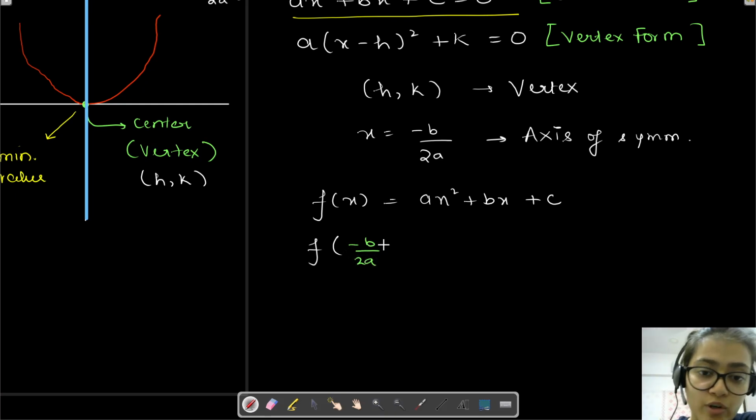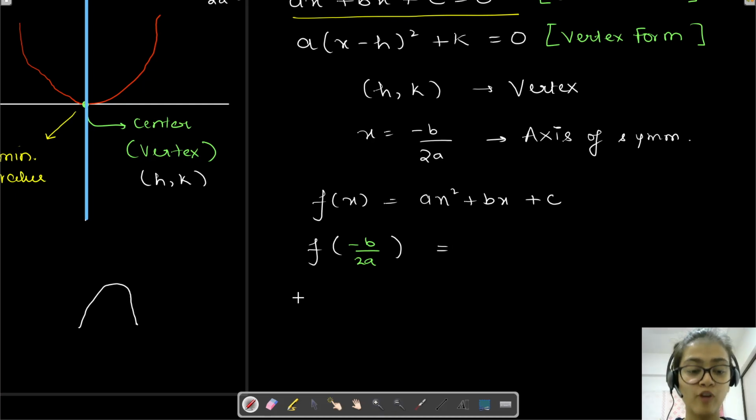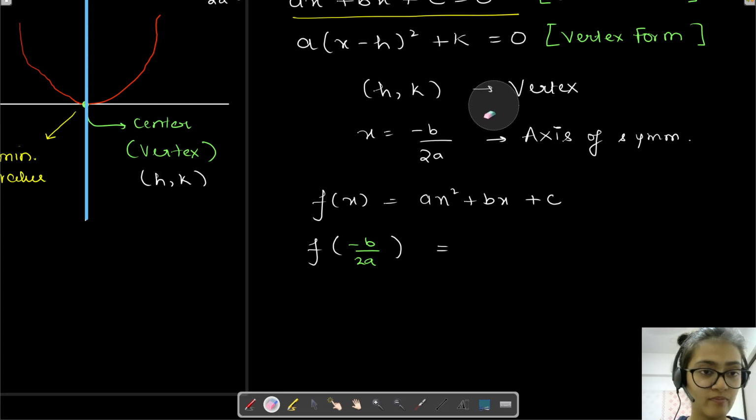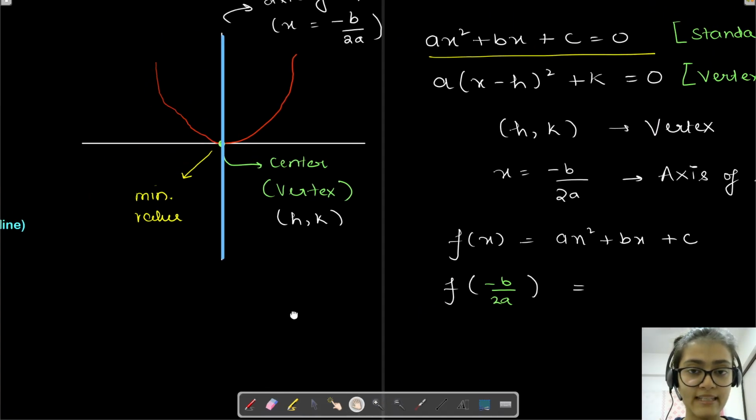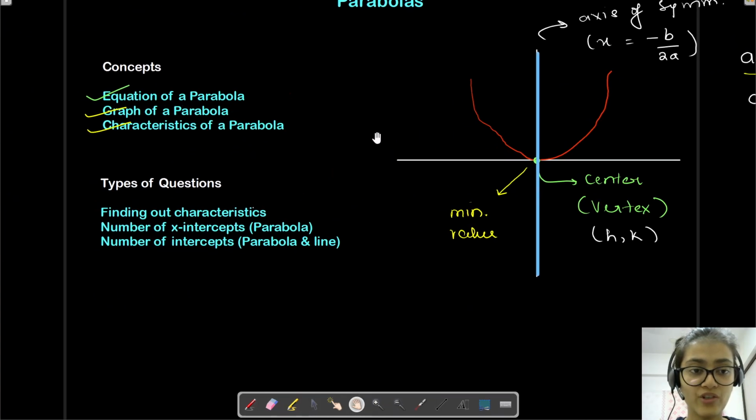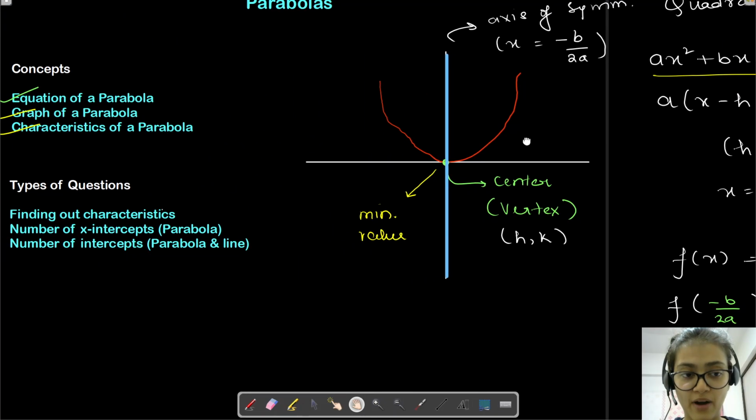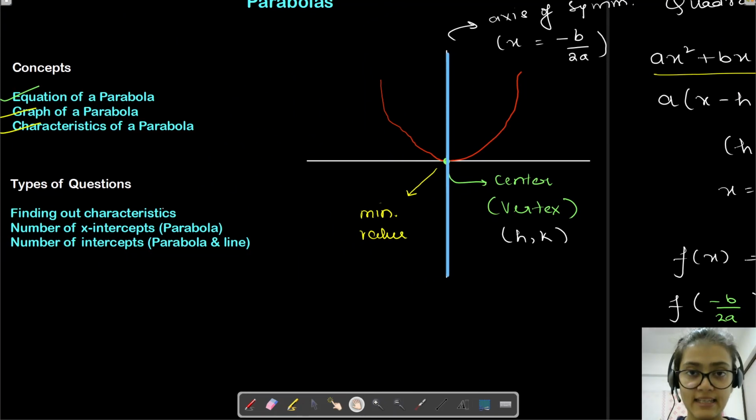Minus b over 2a, and then whatever you get will be your minimum or maximum value, in case you have an upward opening parabola like this. Alright, so that's it. Now let's get started with the questions. These are the three characteristics of parabolas. Let's get started with the first question.